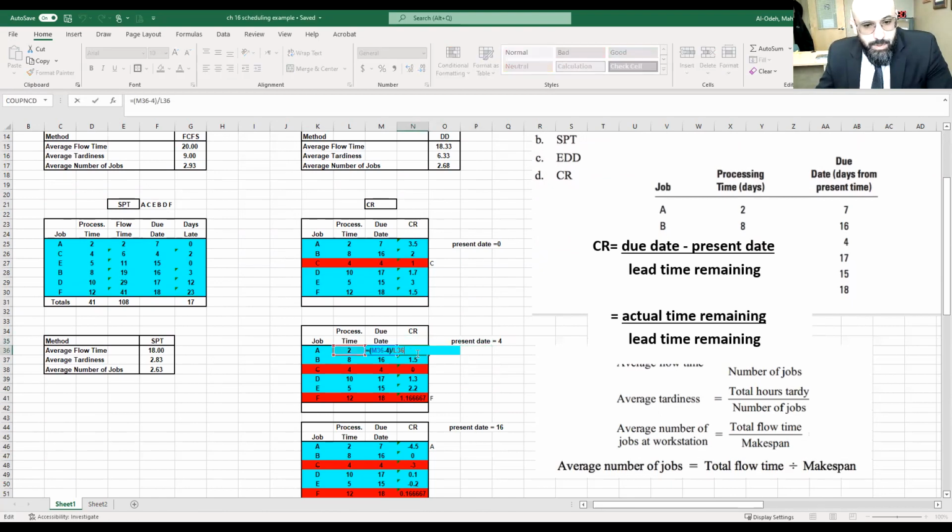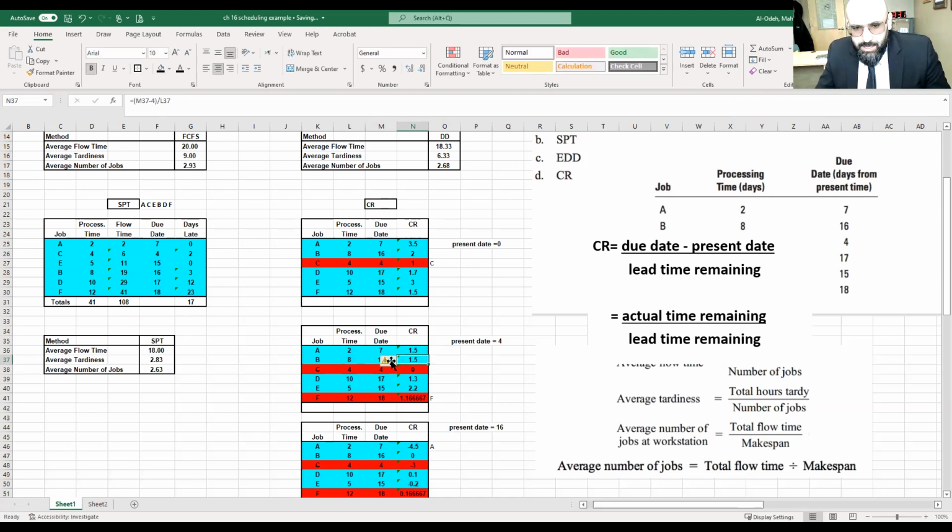Again, the CR is the due date minus the present date. For A, the due date is 7 minus the present date 4, that would be 3 divided by 2, which is 1.5. For B, that would be the due date 16 minus 4 divided by 8, which is 1.5. And we do the same thing. C, we don't talk about C at all because it is eliminated already. We picked it.